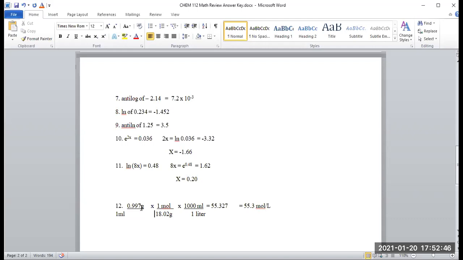So they give you the value that water is 0.997 grams per mL. Molar mass of water is 18. And this is where adding in the milliliter-liter thing comes into play to make life a little simpler. It allows you to make sure that your milliliters are canceling out and your grams are canceling out. Once you finish your division, you end up with 55.327, or 55.3 moles per liter, as your final answer there.